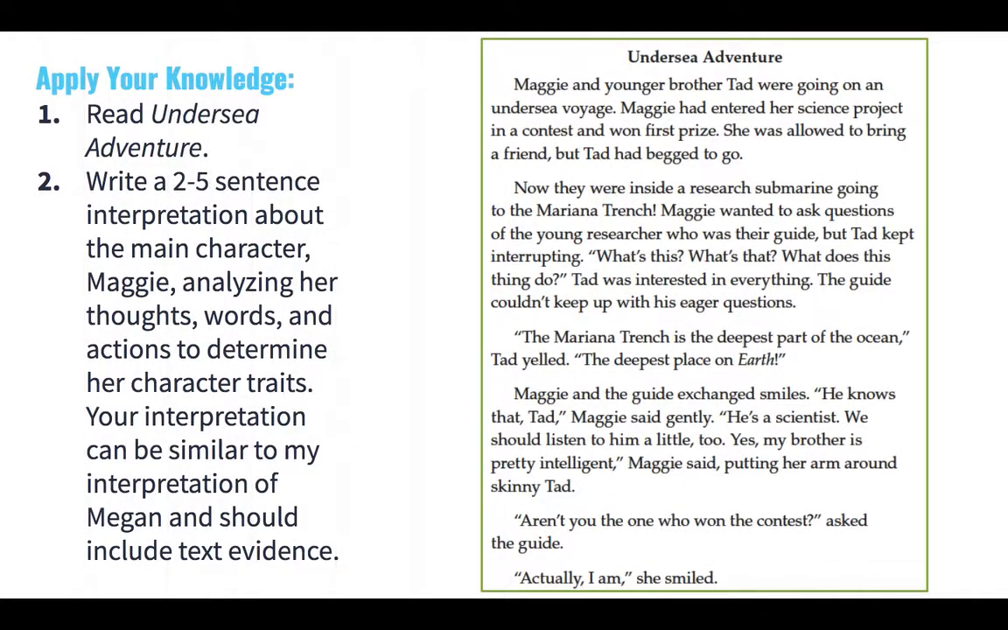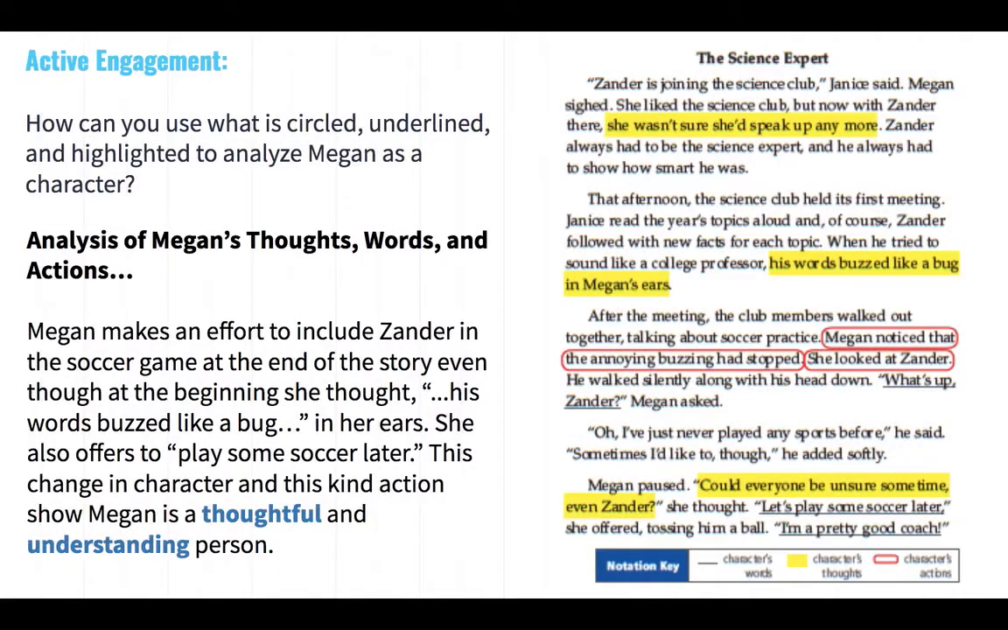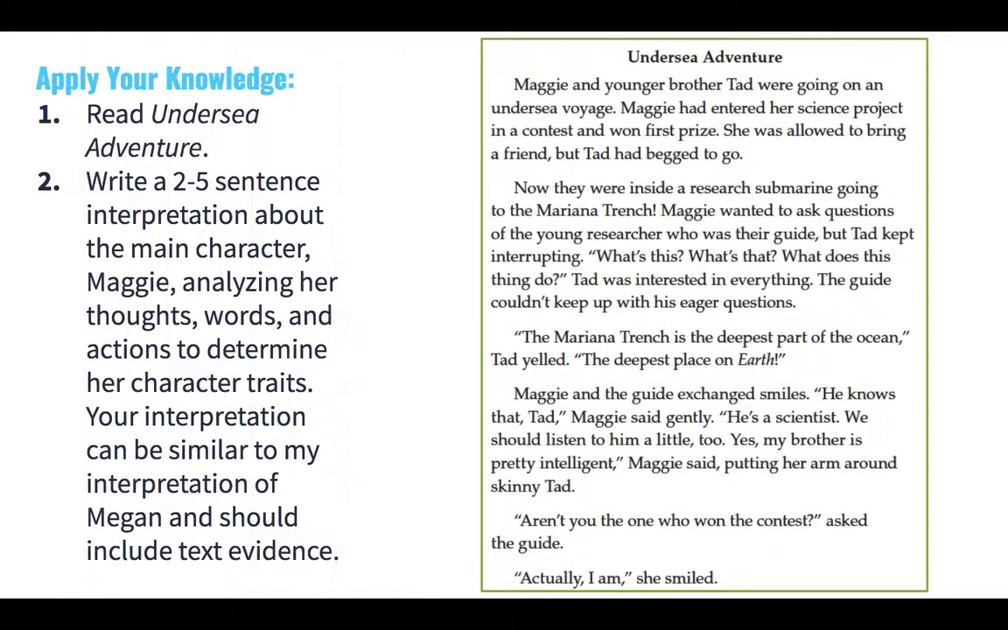Today, you will read this short story, Undersea Adventure. Then write a 2 to 5 sentence interpretation about the main character, Maggie, analyzing her thoughts, words, and actions to determine her character traits. Your interpretation can be similar to my interpretation of Megan and should include text evidence. Feel free to go back and look at my example here. Notice I used quotes when I was analyzing Megan's character traits, and I actually used 2 traits to describe her as a person. Your end product will be a 2 to 5 sentence paragraph or interpretation about the main character of this story, about Maggie.